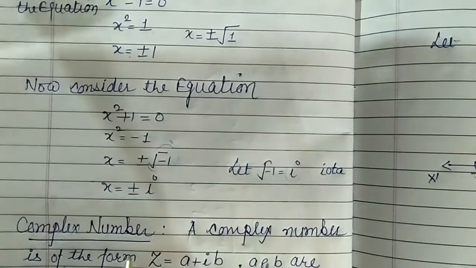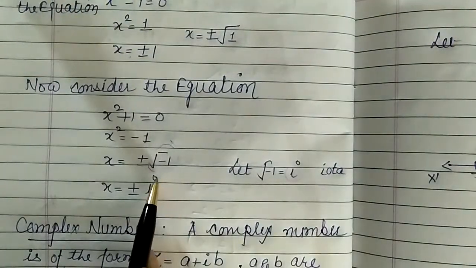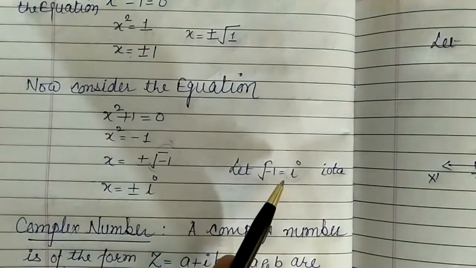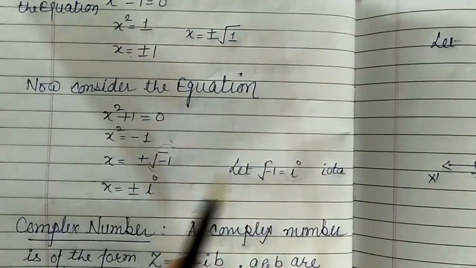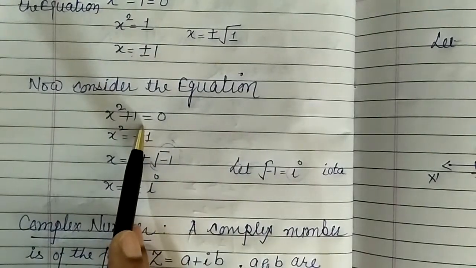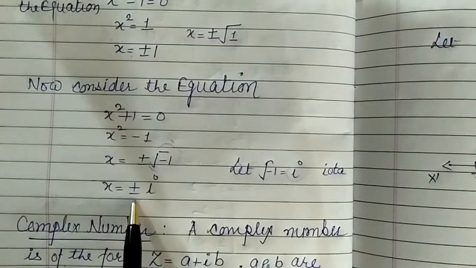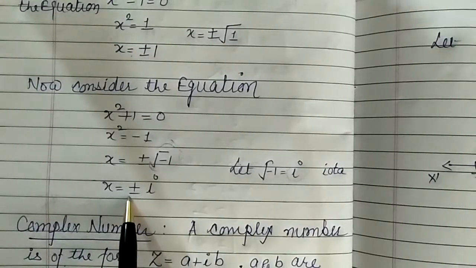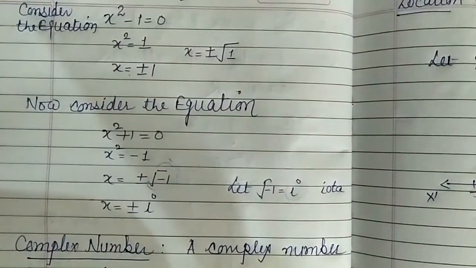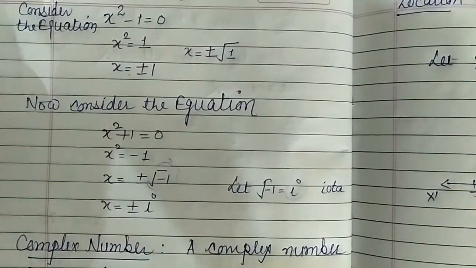I-O-T-A, iota. It means we can't calculate the value of the square root of negative real numbers. That's why we have taken iota. So plus minus iota are the solutions of this equation. This is a quadratic having two solutions, plus minus iota, and the above equation is also a quadratic equation but having two real solutions, plus 1 and minus 1.